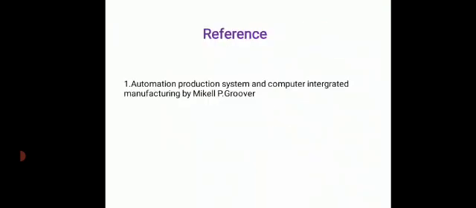Reference book: Automation, Production Systems and Computer Integrated Manufacturing by Mikell P. Groover. Thank you.